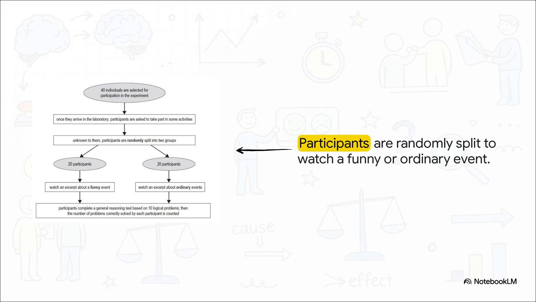Let's walk through exactly how those 3 pillars come together to create a counterfactual. Imagine 40 individuals arrive at a lab. Unbeknownst to them, they're randomly split into 2 groups of 20.